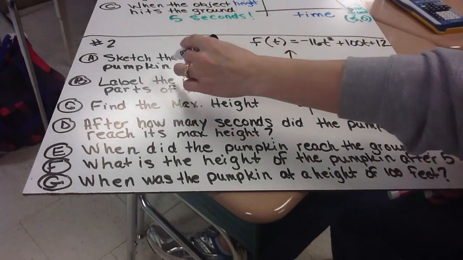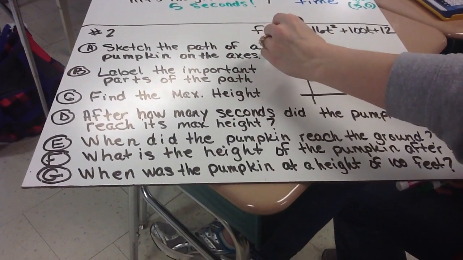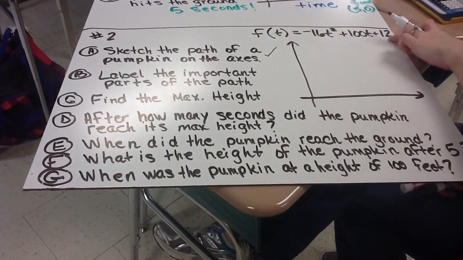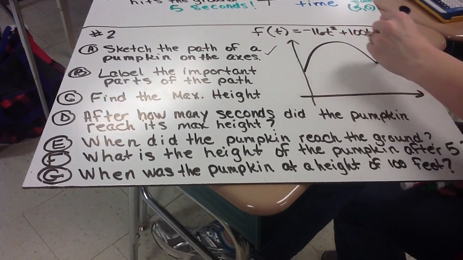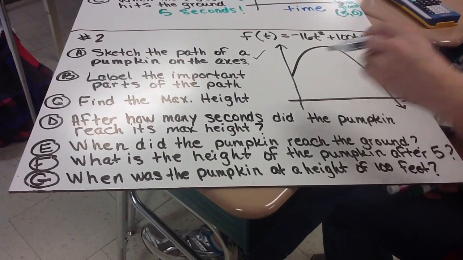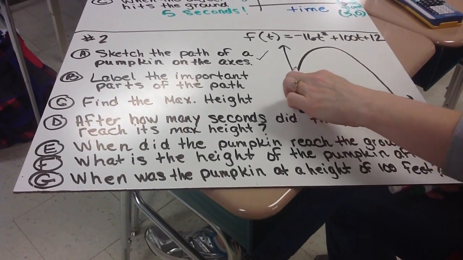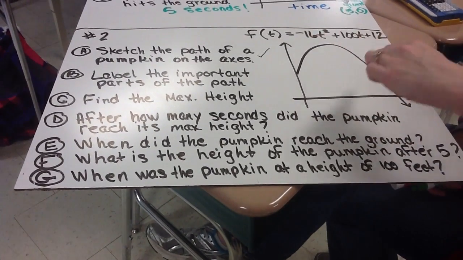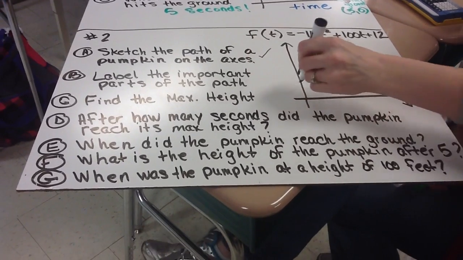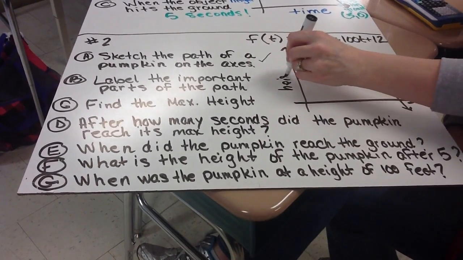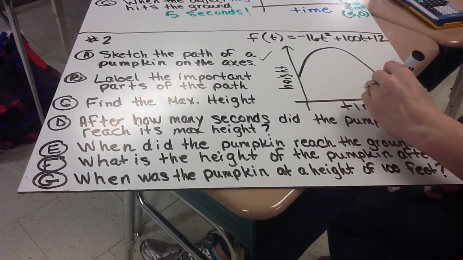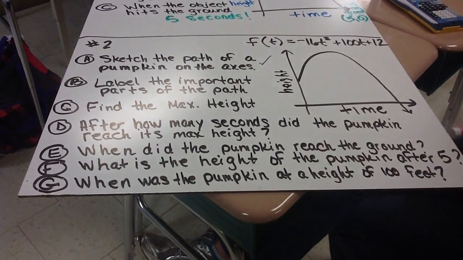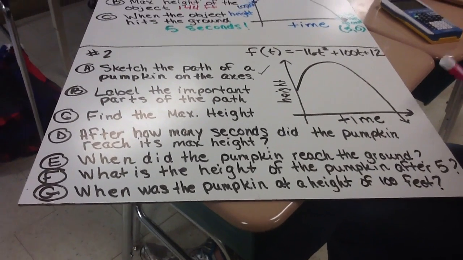The first thing it says to do is sketch the path of the pumpkin. Obviously, it's starting at 12 feet, so we're going to draw. I know that's the sketch of it. Pumpkin launching, obviously the height is going to get higher as time goes on. Again, we're going to label this right sideways. This is the height. This is the time. So I got that sketch done.